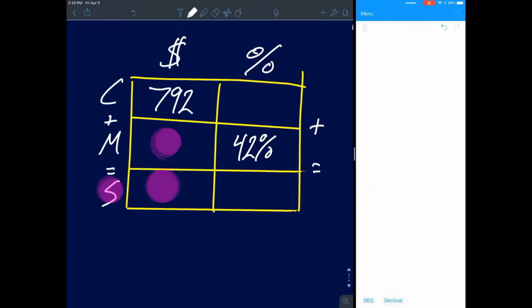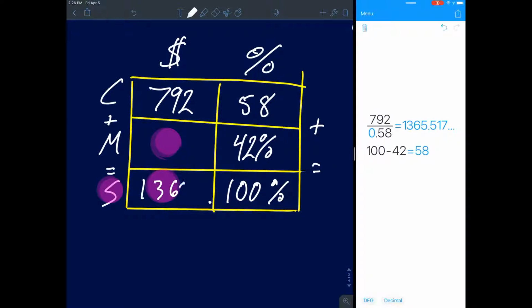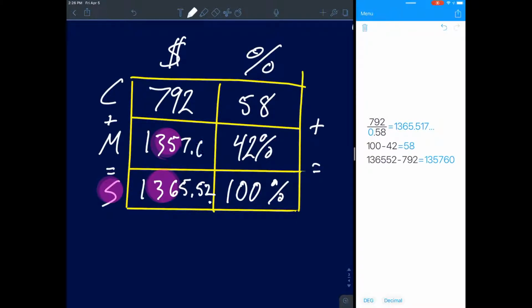Well, now that we know it's the selling price, the selling percent is 100. We can find the difference there and get 58. And then we can find the relationship of those two numbers to give us the sale price. 792 divided by 0.58 will give us 1,365.52. And then we could find the difference there to find the actual markup. $1,365.52 minus $792 is $573.52.